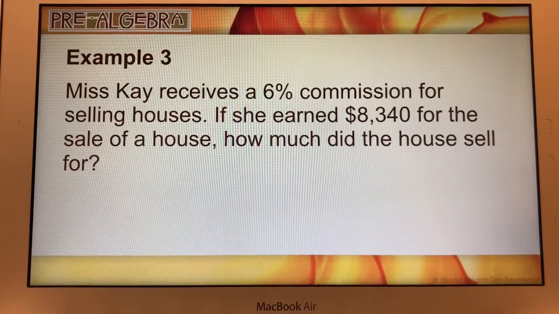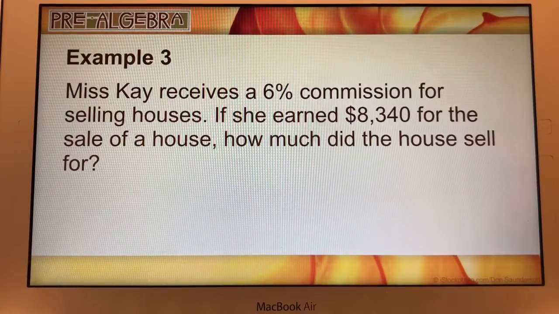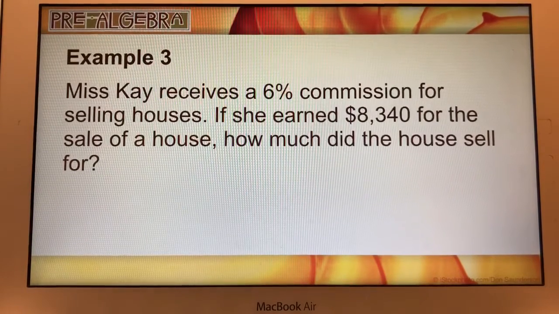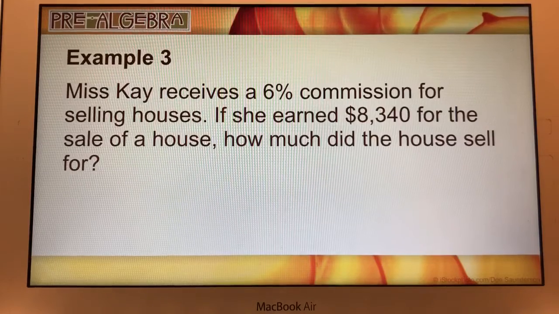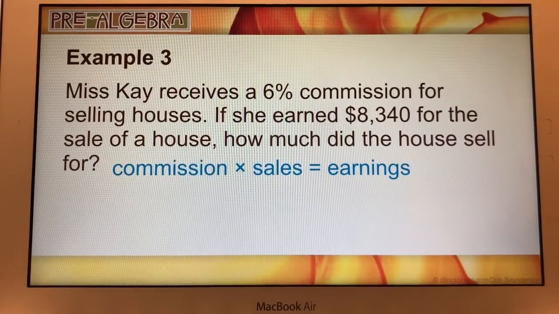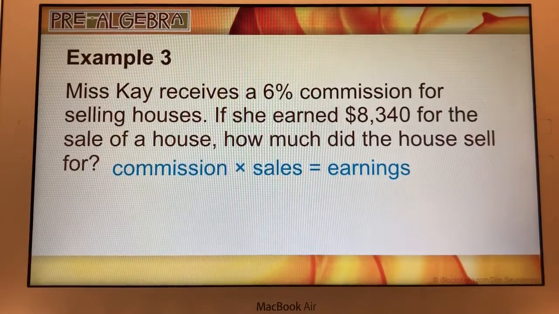In our next example, Miss K receives a 6% commission for selling houses. If she earned $8,340 for the sale of a house, how much did the house sell for? So we go back to our formula again. Commission times sales equals earnings.